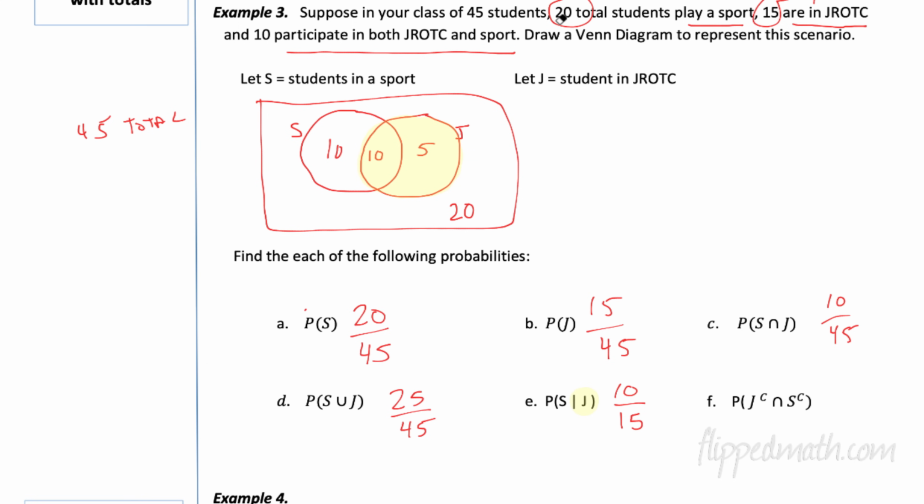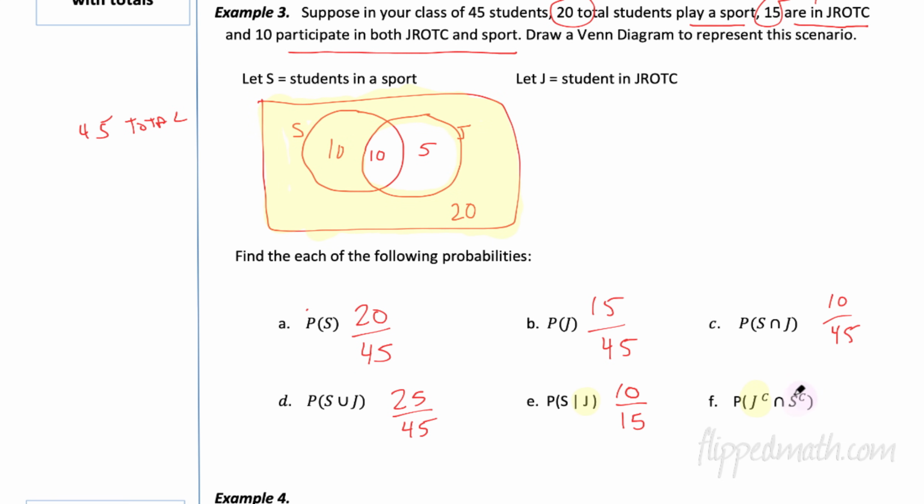The probability that you are not in J and you're not in S. All right, let's use a highlighter again. Not in J, so that would be everything. If I were going to highlight not in J, that would be all the way out here. This area right here is not J. And then you have to be not S.